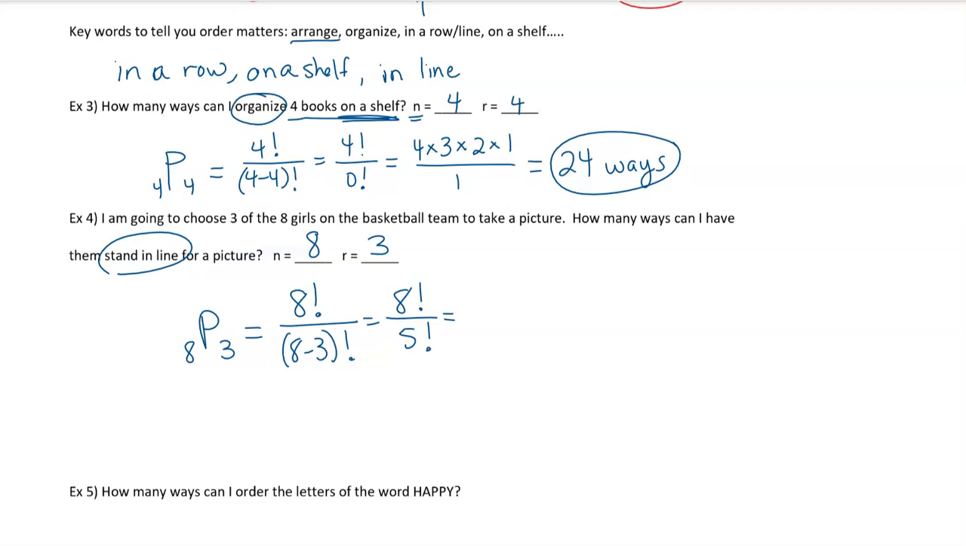Now this is another one. 8 factorial is kind of long, so I'm going to start with 8, but I'm only going to count down to 5 factorial. Since I have a 5 factorial on the bottom, I know that those two will cancel each other out and leave me with just 8 times 7 times 6, which is 336. That's how many different ways there are I can choose 3 of the 8 girls and line them up for a picture.